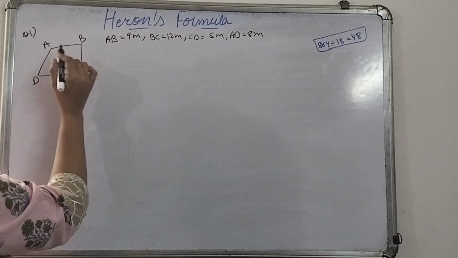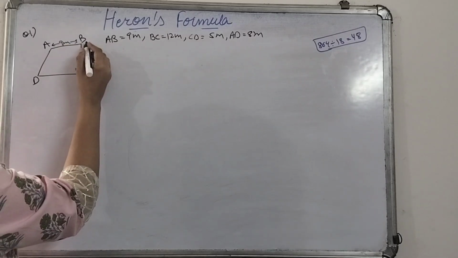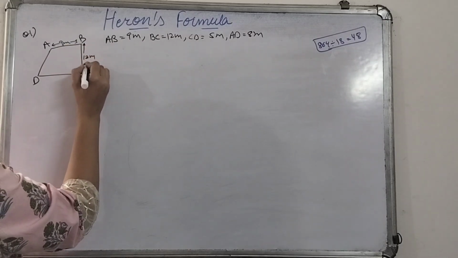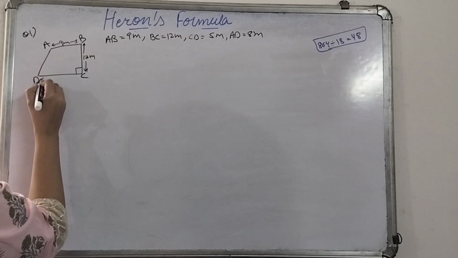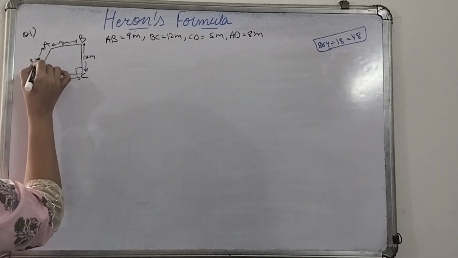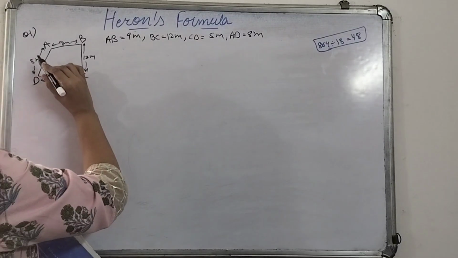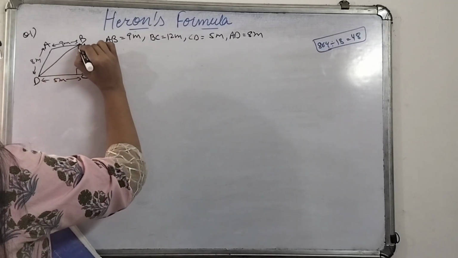So we can write it over here even. AB is 9, this is your 9 meter. BC is 12 meter, so this is your 12 meter. CD is 5 meter and AD is 8 meter. We know that this angle C is 90 degree. So we can make the diagonal BD.